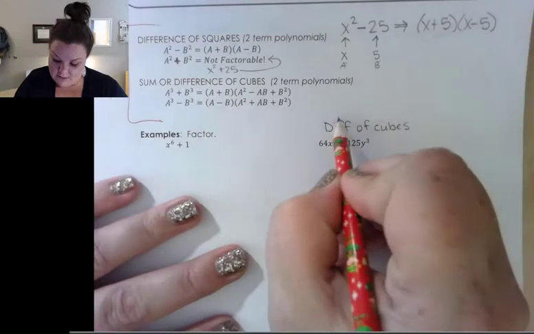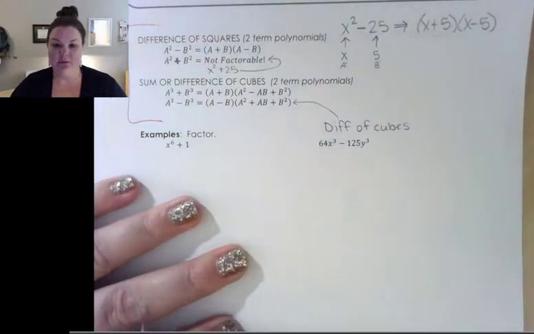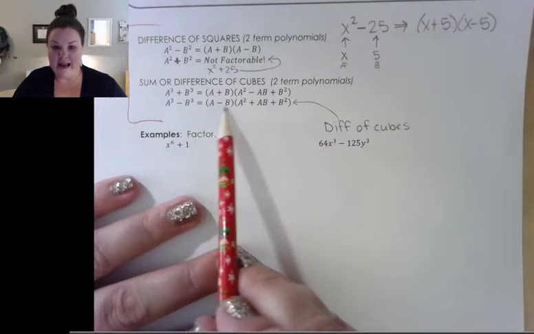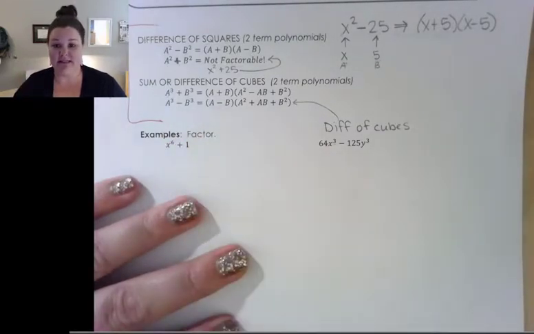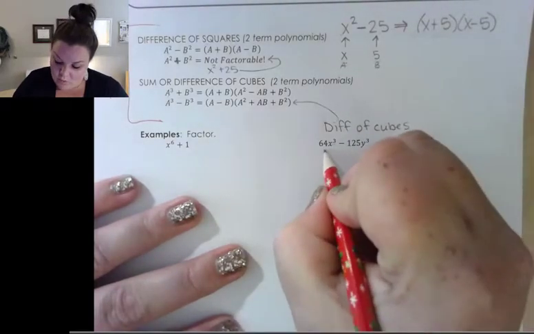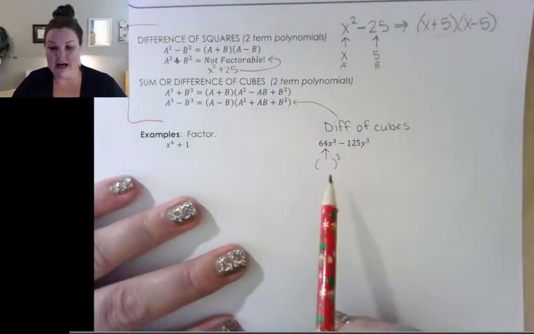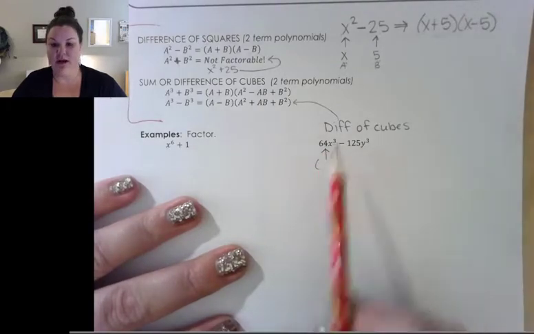So I'm going to be using this formula. But before I can use that formula, I need to identify what my A and B, what's my first base, what's my second base. So what would I have to cube in order to end up with 64x cubed?